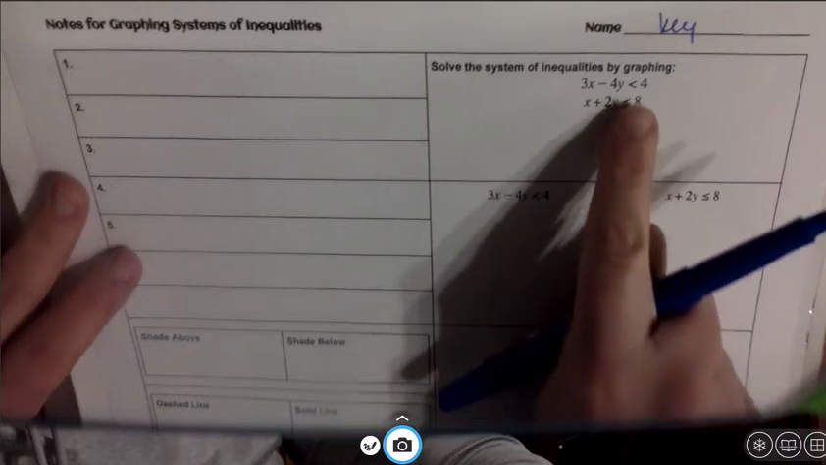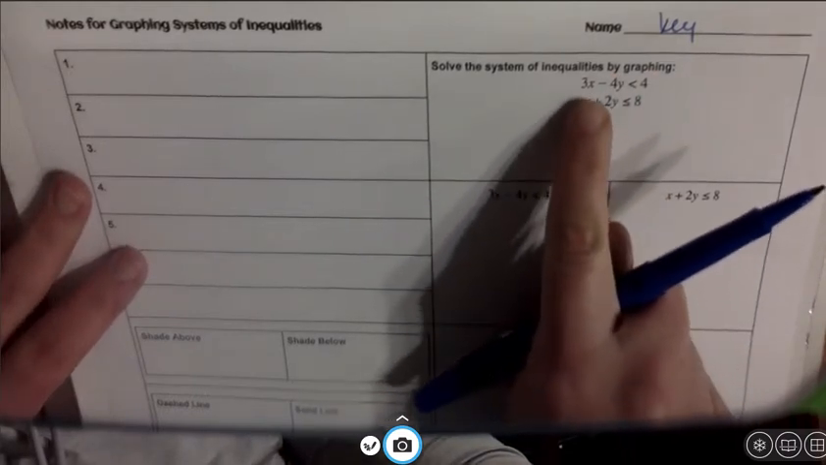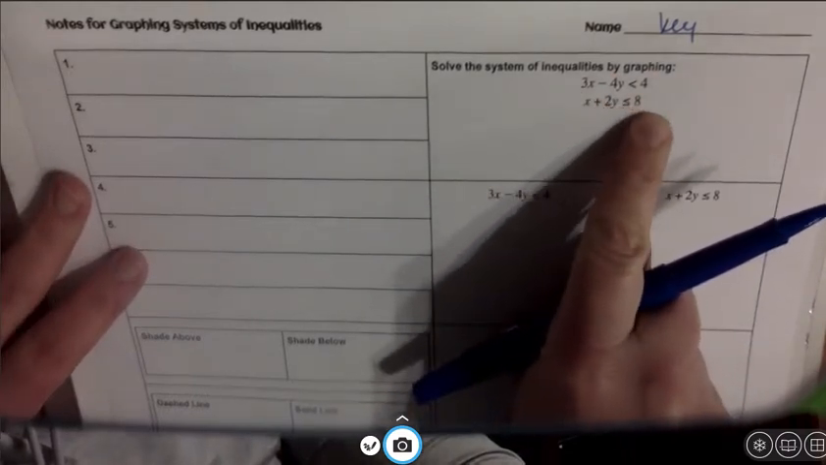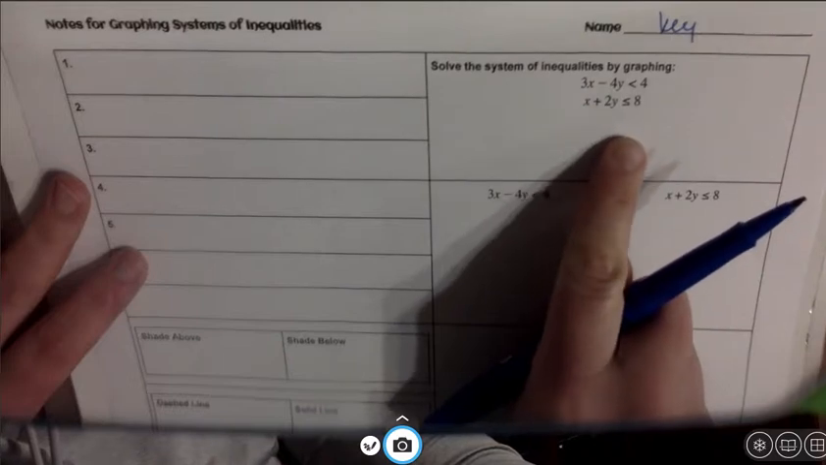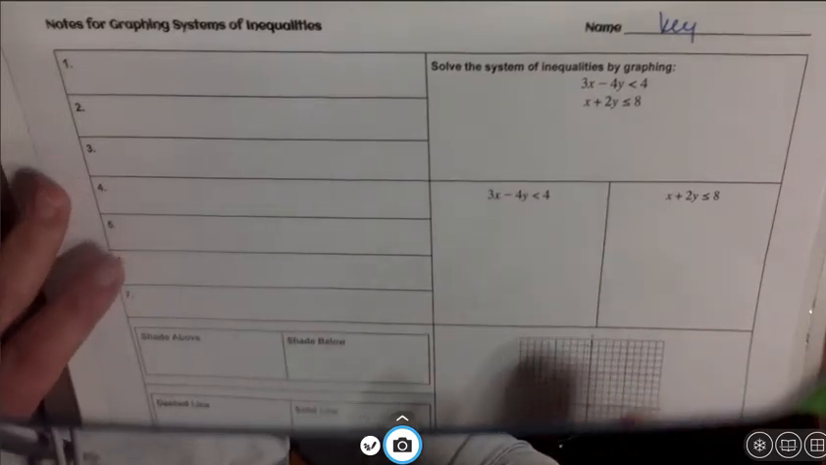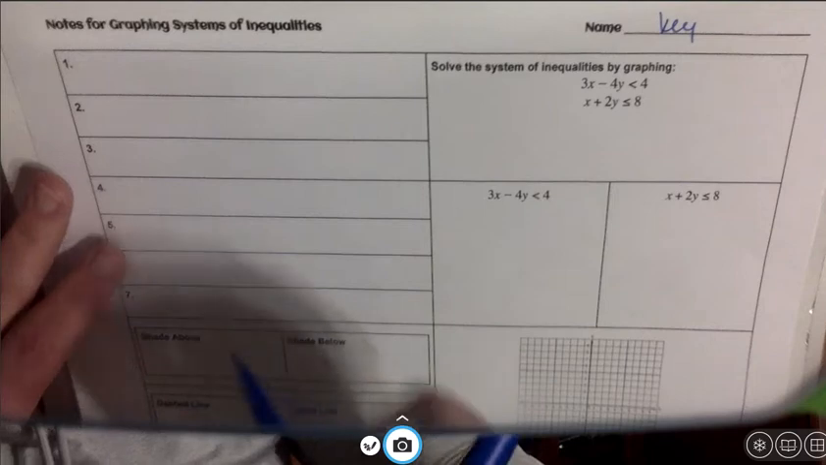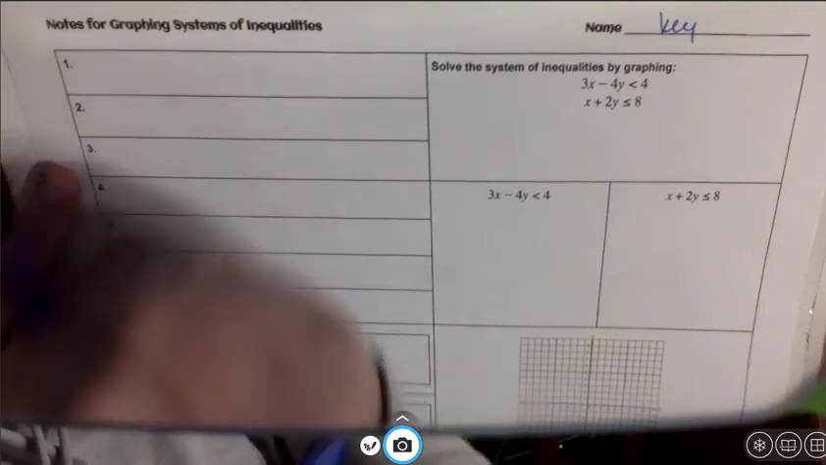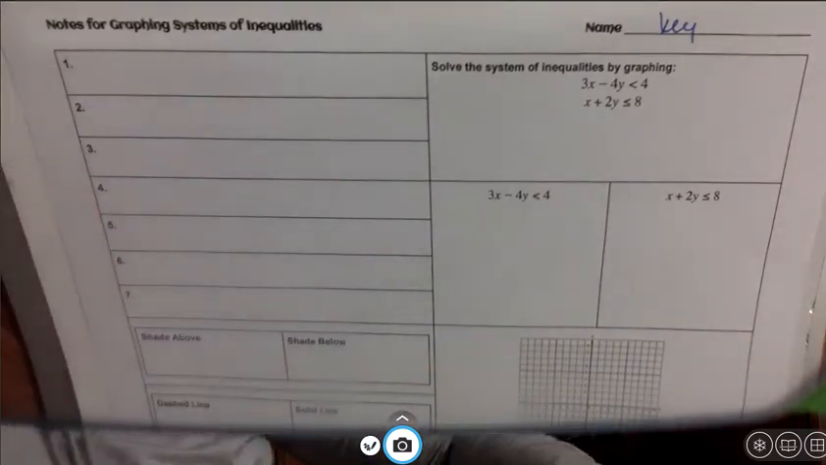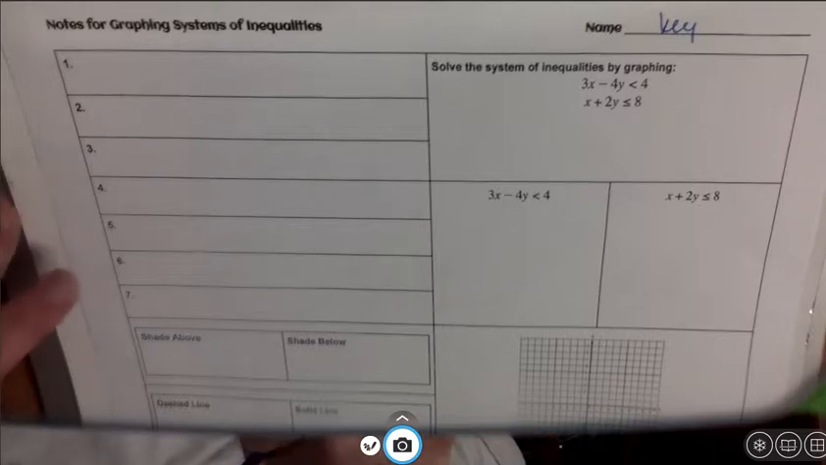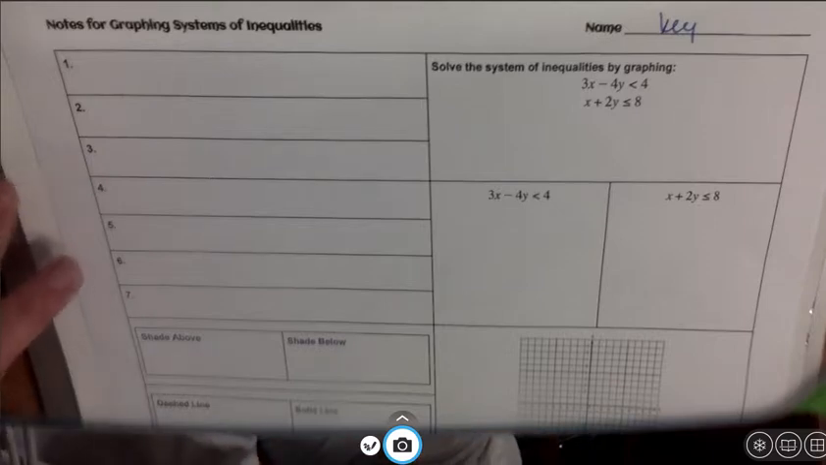So to start out, we have this system. We have 3x minus 4y is less than 4, and x plus 2y is less than or equal to 8. And we are going to graph this baby. As we do that, we need to follow some steps, and these are just sort of steps to keep you focused and make sure that you get all of the parts taken care of.